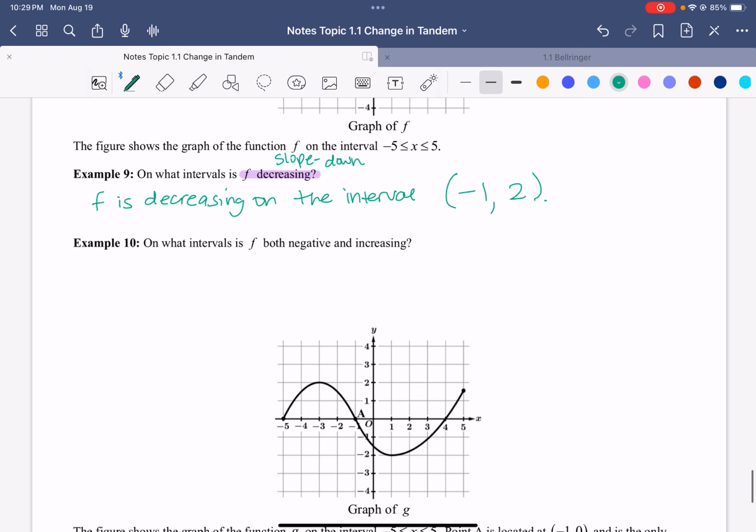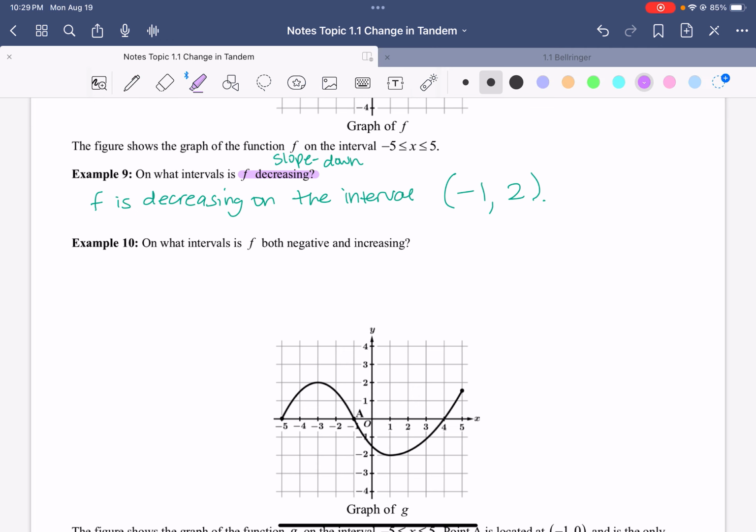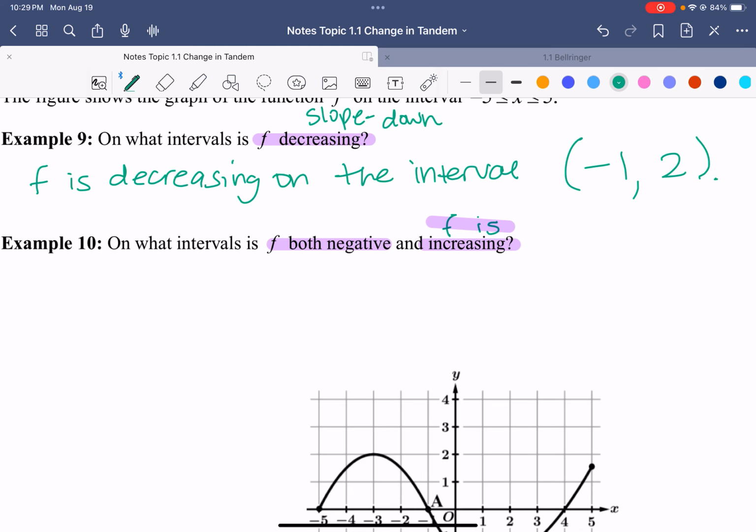Moving on, example 10. On which intervals is f both negative and f is increasing? So f is negative, and remember to separate. Now we're going to say and f is increasing. So those are two different statements. When it says f is negative, that means that you're below the x-axis. That means your y values are negative. And f is increasing is referring to your slope, and it should be going up.